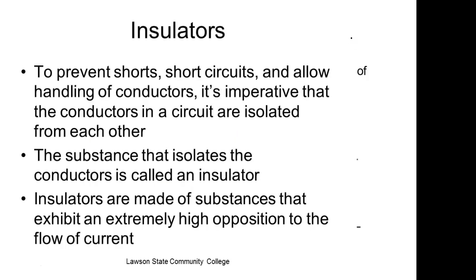So what is a short? It's an undesirable path for current flow. We've lost control of the current. It will always cause the total resistance in the circuit to go down. Insulation lets us avoid short circuits and allows the handling of conductors. We coat these conductors with what we call insulators. These have extremely high opposition to current flow. There's no such thing as infinite resistance, so there's always current flow even through your insulators. It's just so low you don't know it, right? They call it volumetric current.